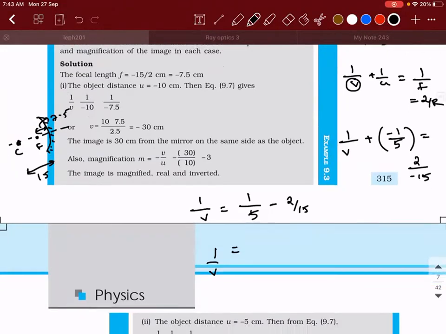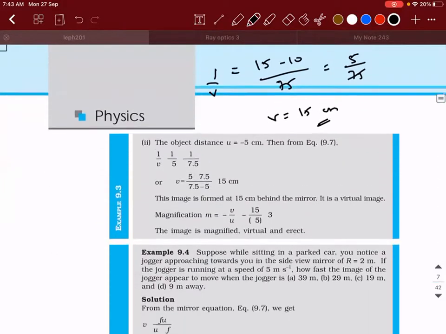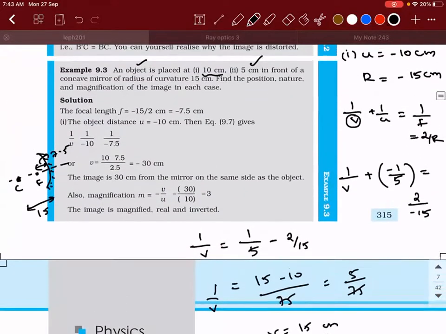So 1 by 5 minus 2 by 15. So 15 minus 10 divided by 75. So 5 divided by 75, V will be equal to 15 centimeters. So we are getting a positive value, right? So positive value itself says that it is formed beyond the mirror. So it is a virtual image. Are you able to understand?